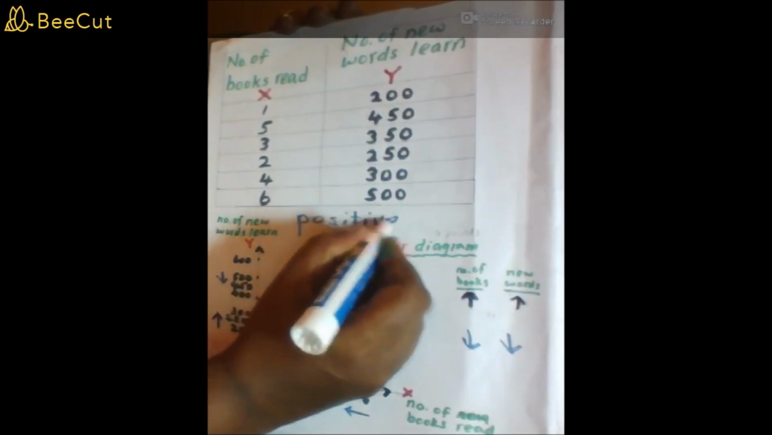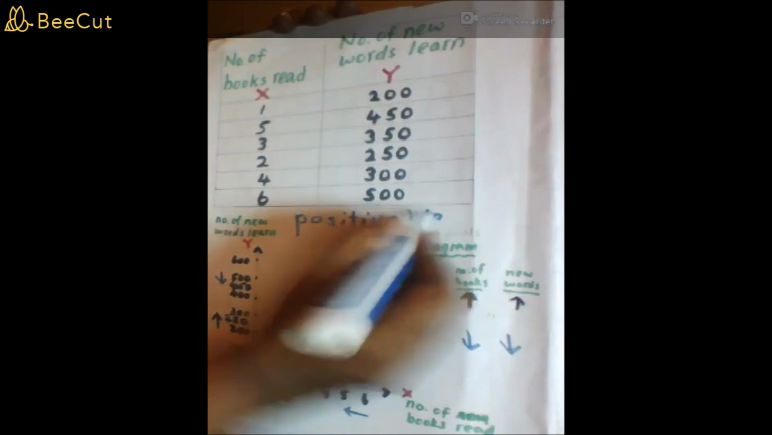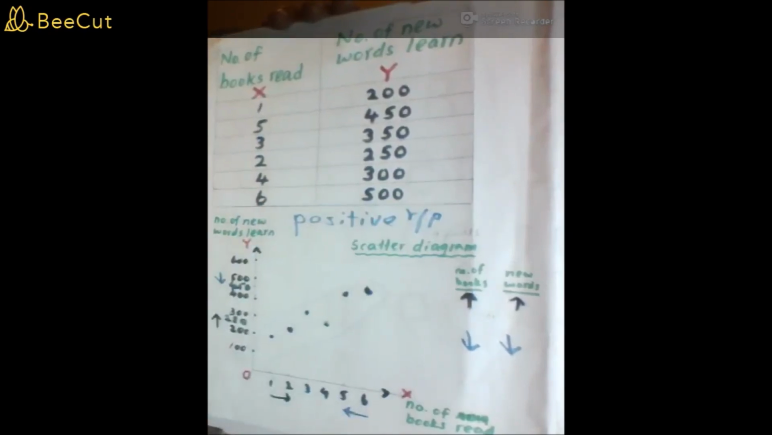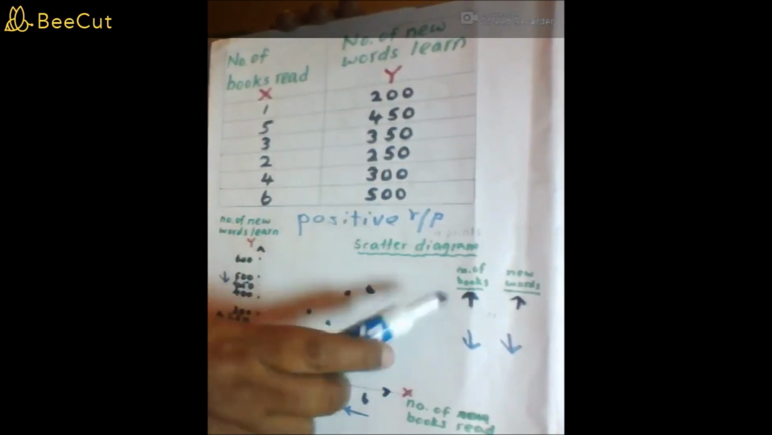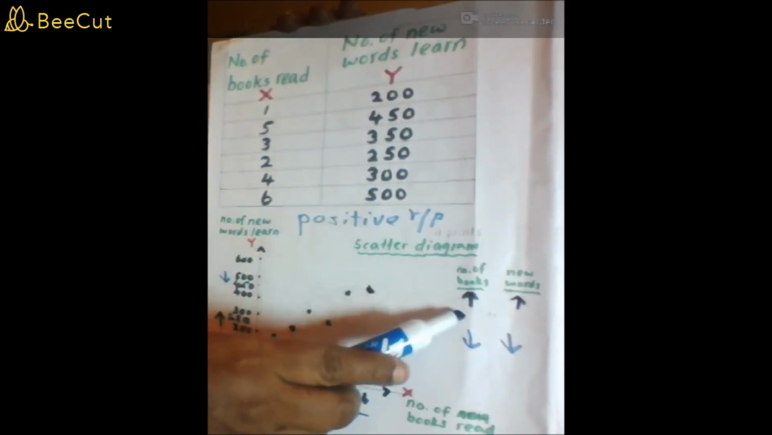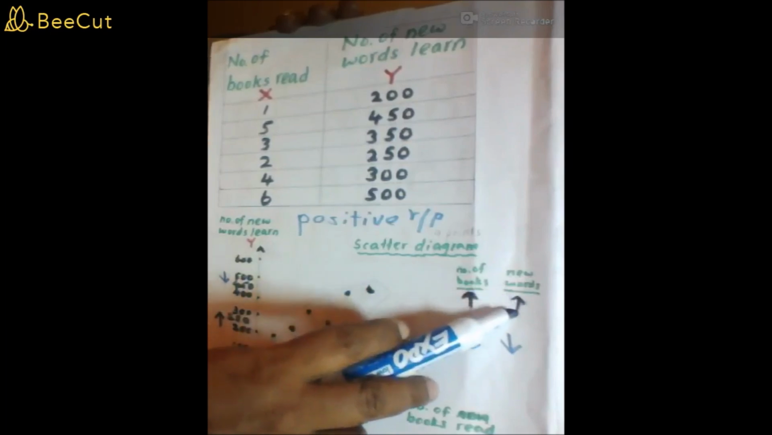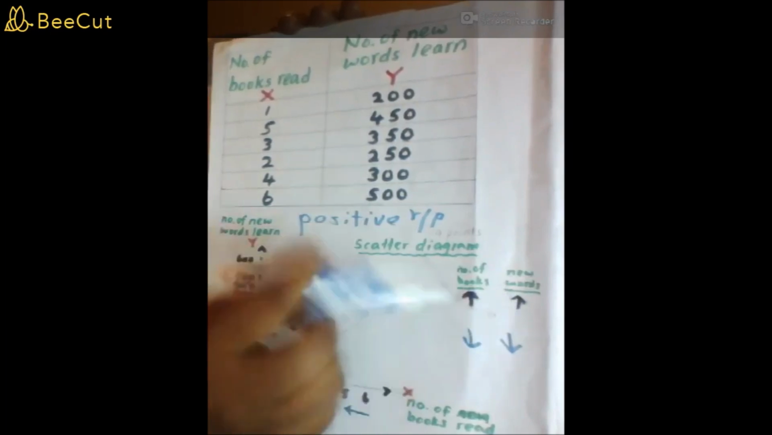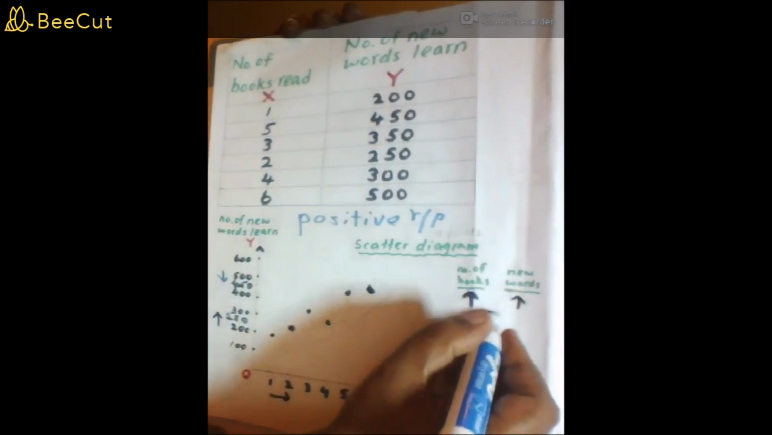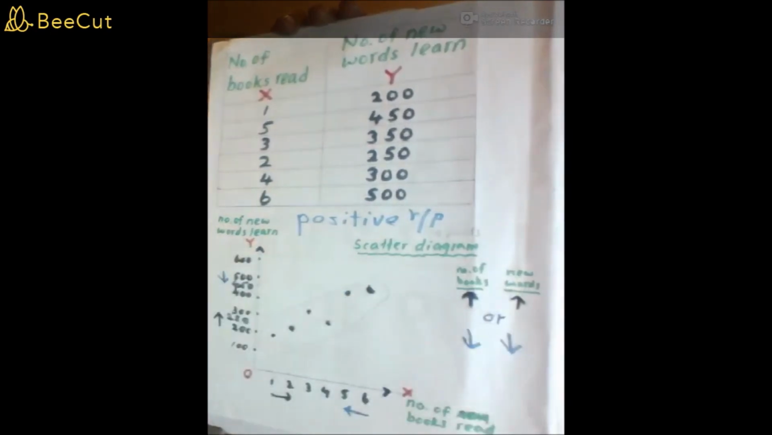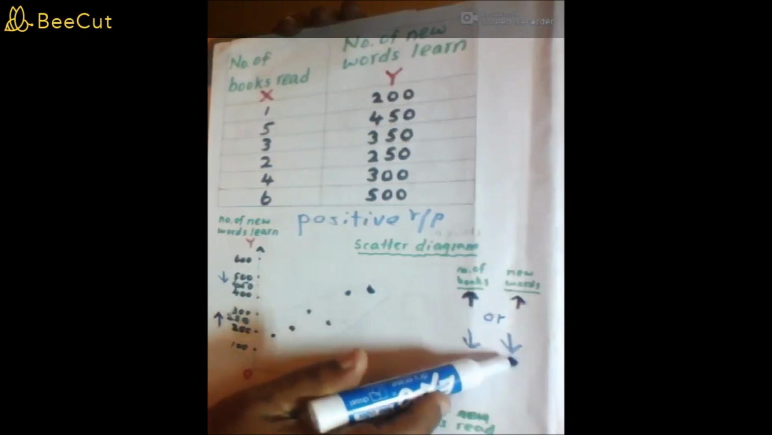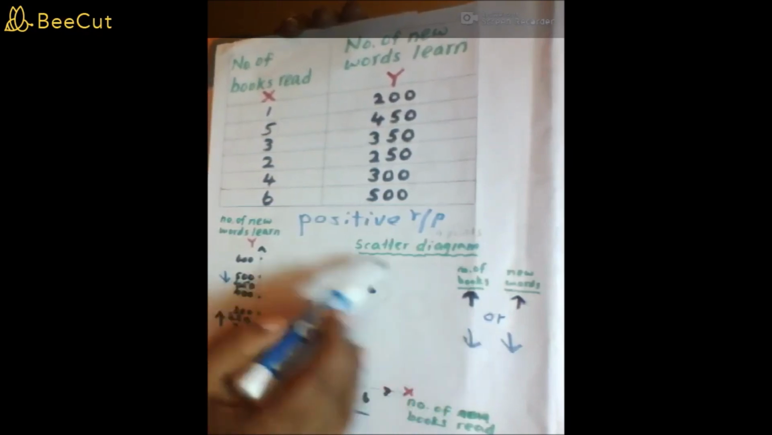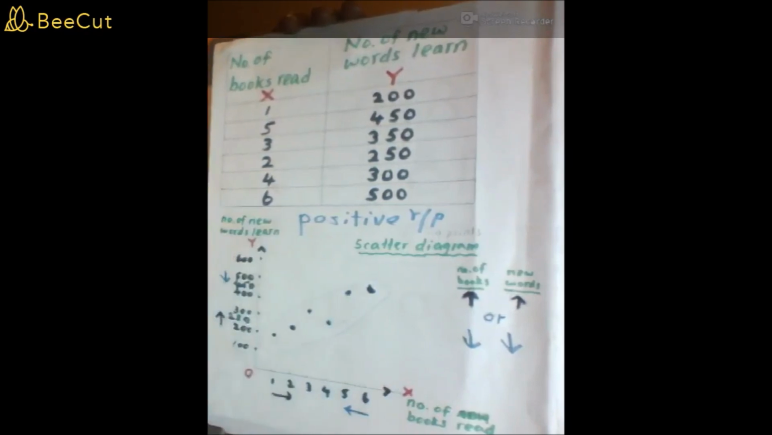Positive relationship. Right? Positive means what? What's the definition? When one variable increases, the other variable also increases, or when one variable decreases, the other variable also decreases. Then we can say there's a positive relationship.